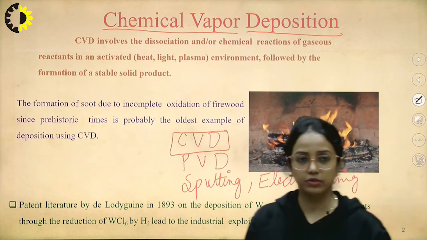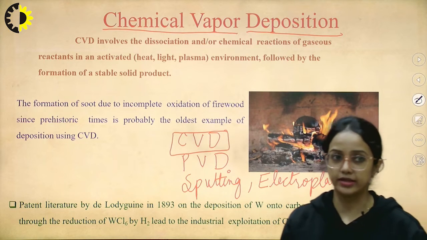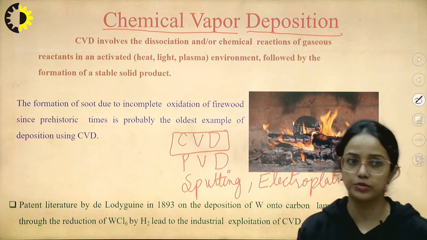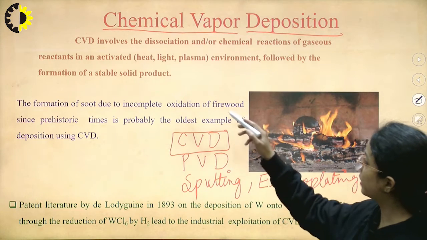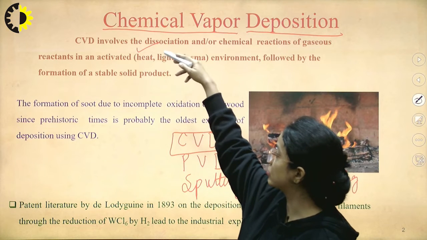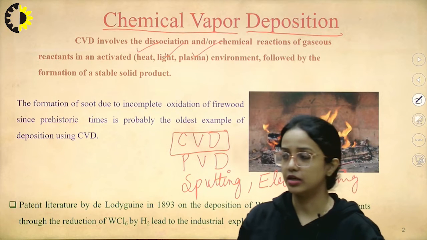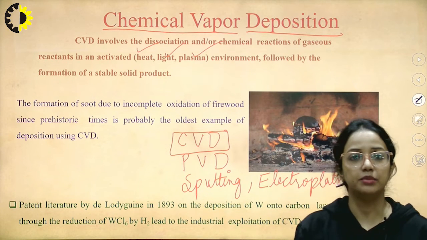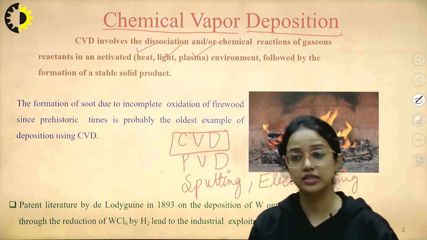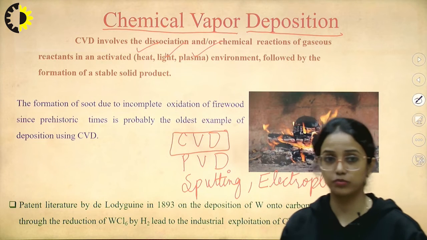CVD, which is chemical vapor deposition, involves dissociation and chemical reaction of gaseous reactants in an activated environment, followed by formation of a stable solid product. Activated environment means either in presence of heat, or light, or plasma. It can be in presence of high pressure, high temperature. Also, it can happen in conditions of low pressure but high temperature, like in the case of plasma.